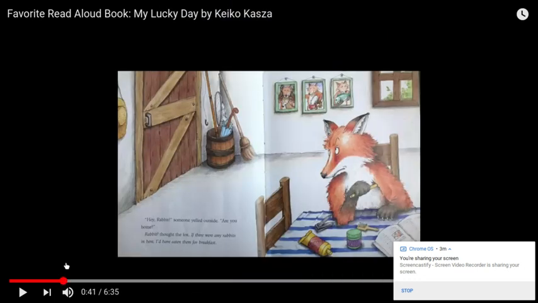There's a knock at the door. Hey, Rabbit! Someone yelled outside. Are you home? Rabbit, thought the fox. If there were any rabbits in here, I'd have eaten them for breakfast.